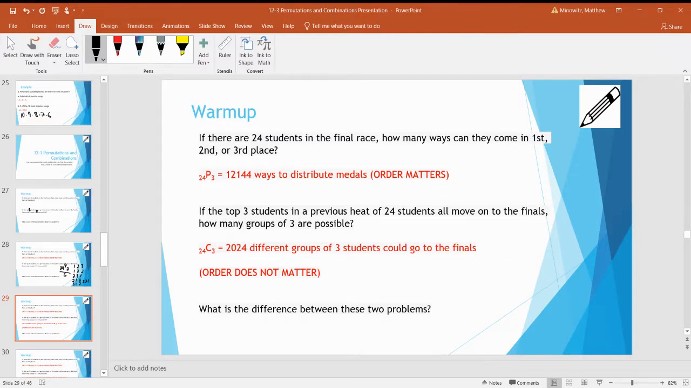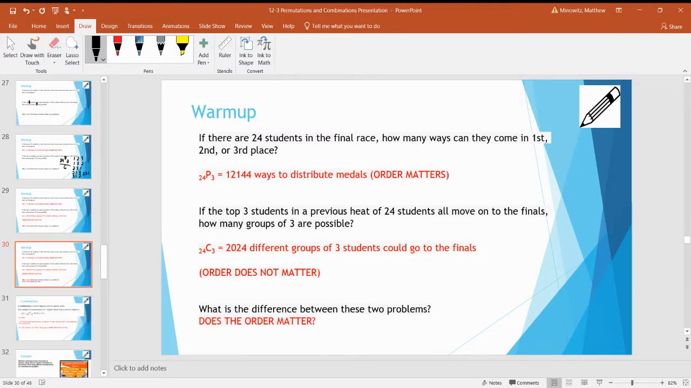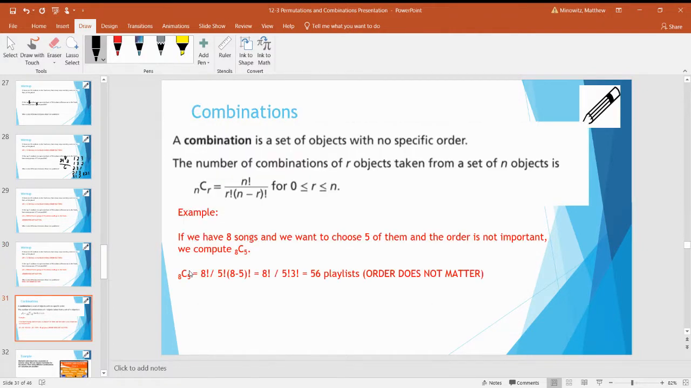Now this was a challenging problem because we didn't know about combinations yet. We knew permutations was order matters, but we're going to learn today that combinations is when order doesn't matter. So the difference is, does the order matter? If it does, we're going to use permutations, and if it doesn't, we're going to use combinations. So what we see here is a combination is a set of objects with no specific order.